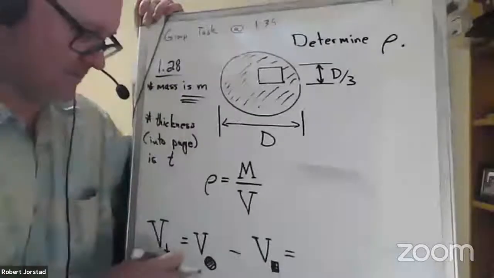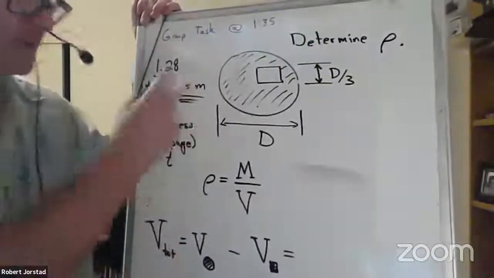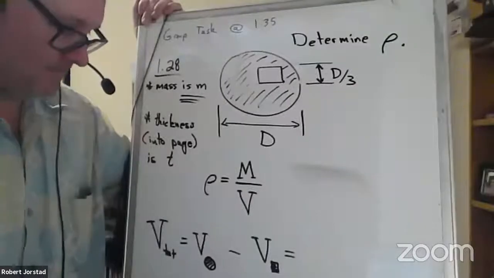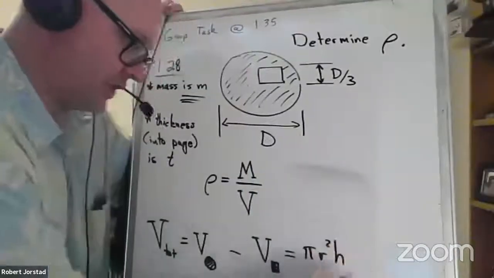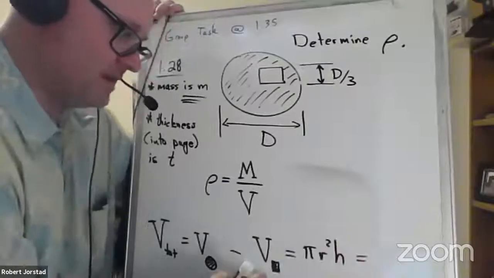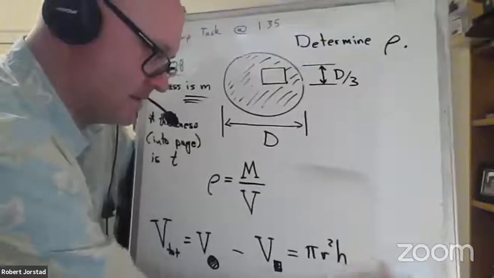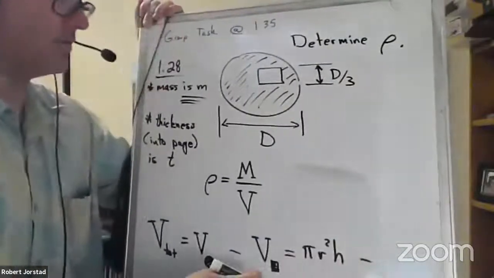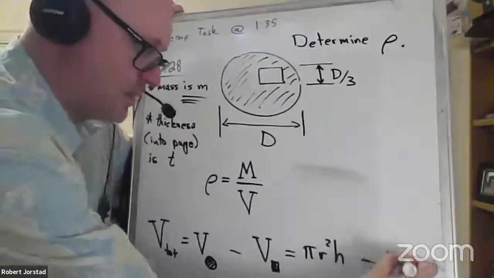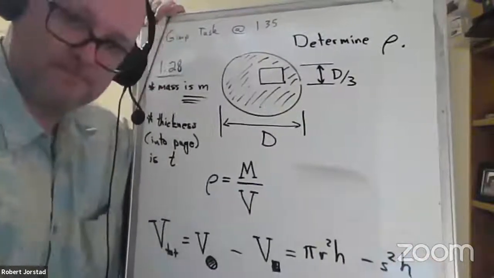What's the volume of this circular plate? Pi r squared times height. Pi r squared times the height, sure. And then the volume of the square one would be, say, side squared times the height, right?